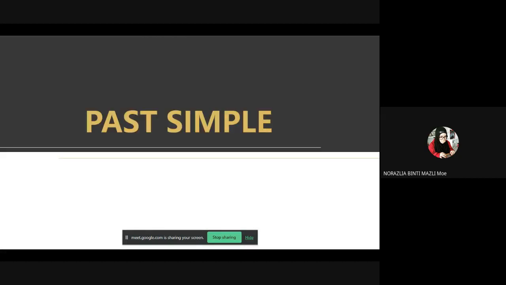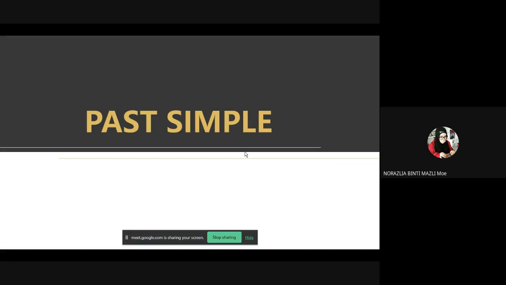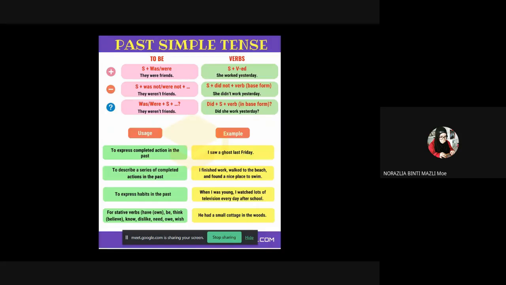Now, the first part will be past simple. Okay, so past simple tense. So the first one would be the to be version. To be ni apa? Verb to be.